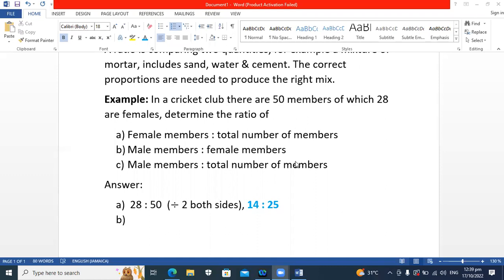Because if you don't understand this, on a 6 we are going to do rough. So it says in a cricket club there are 50 members, of which 28 are females. Determine the ratio of females.